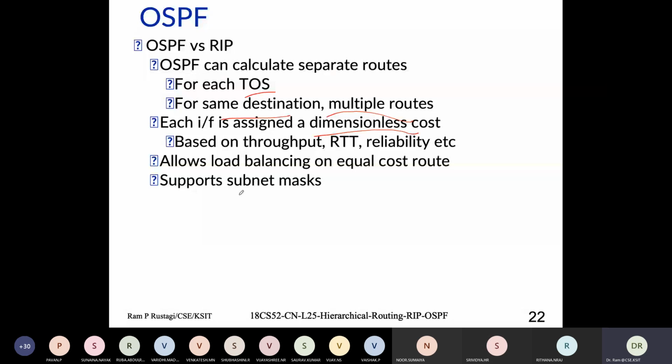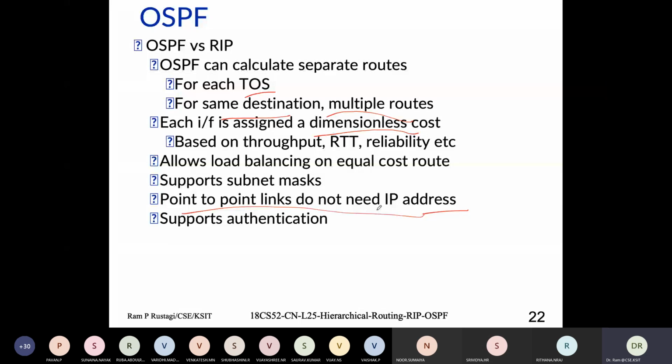OSPF supports subnets. That means it supports classless networks, so a network could have any mask. Another benefit is if you are using a leased line link or a virtual connectivity link, say through microwave, then on a point-to-point link you do not need to assign IP addresses. In RIP, even if the network has two hosts, you still need network addresses. That means the point-to-point link is only used for traffic. We don't need to waste our network addresses, so we can save them.